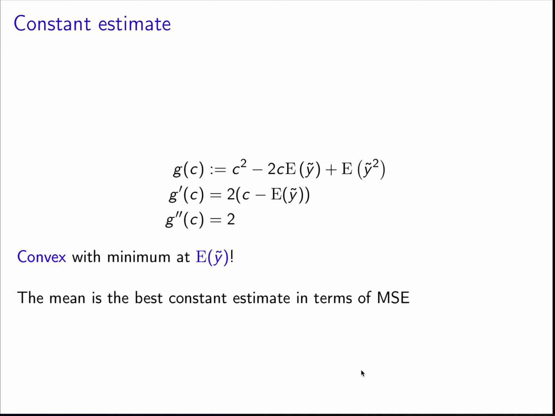Okay, so we have that this function is convex with a minimum at exactly the mean. So the mean is the best constant estimate in terms of MSE. As we will see in a moment, this is extremely useful.